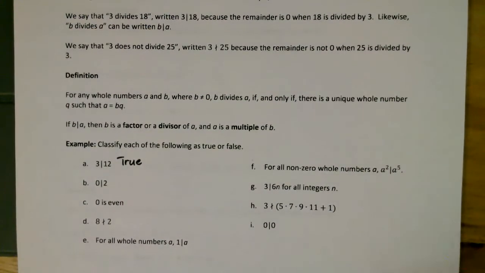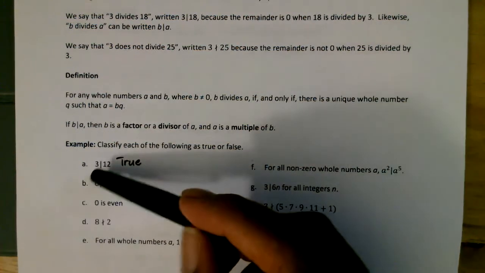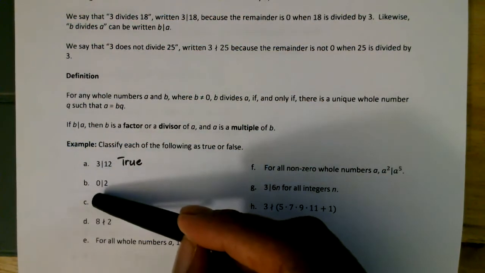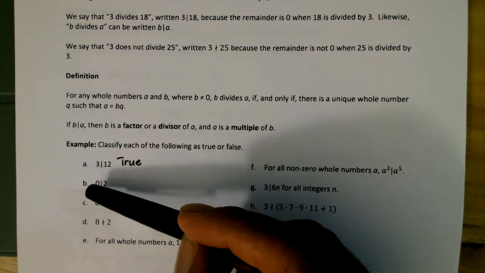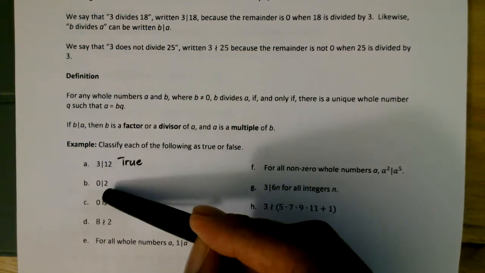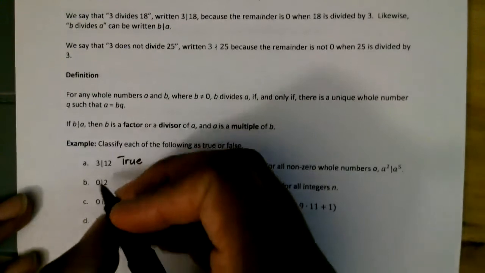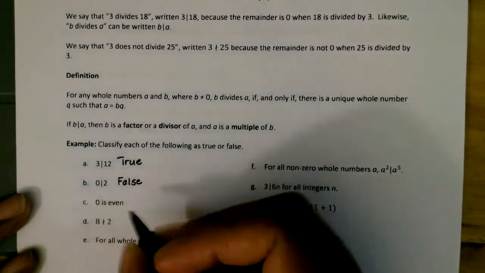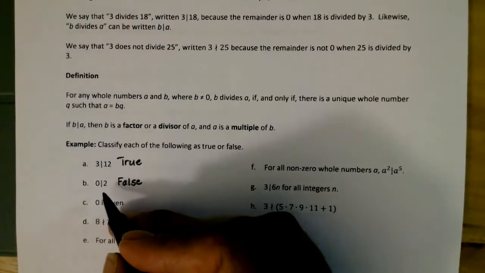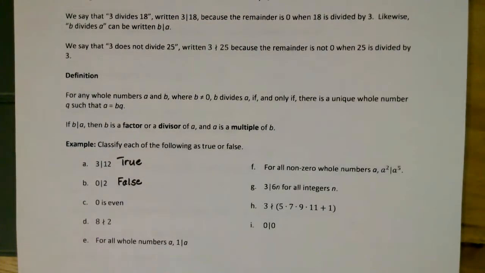Part B, 0 divides 2. Well, what that's saying is this, 2 divided by 0, that's what that's actually saying. And there is no number where 0 times what number would give us 2. So in other words, this will be false. Because 0 divides 2 means 2 divided by 0. And as we learned before, division by 0 is undefined, so that has to be false.